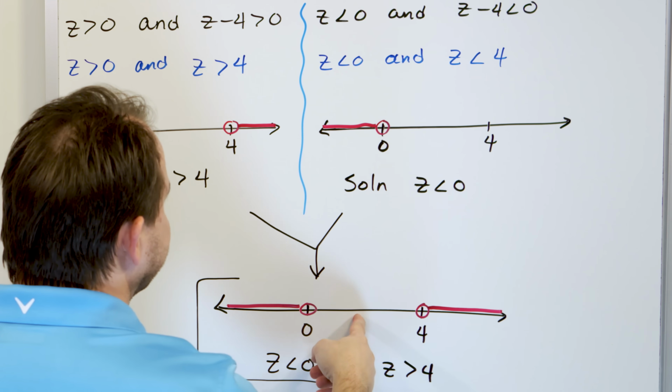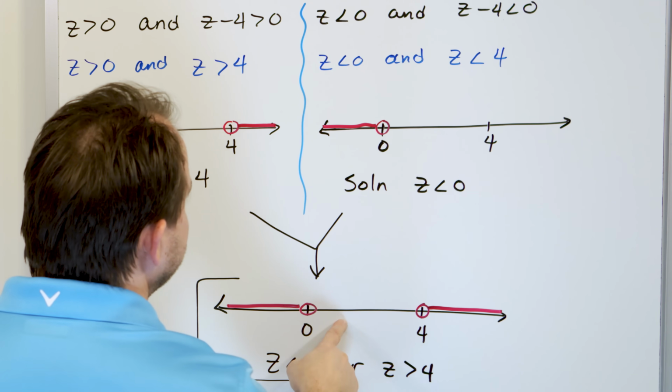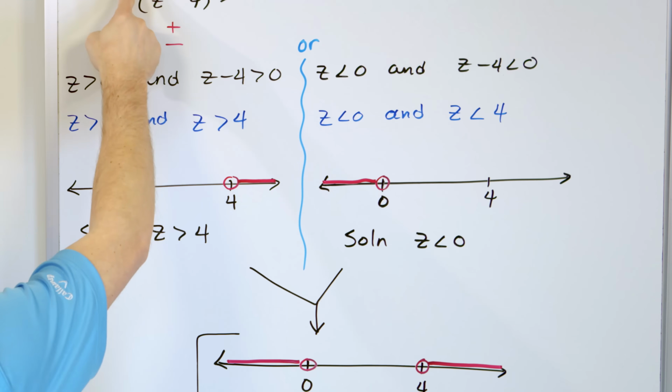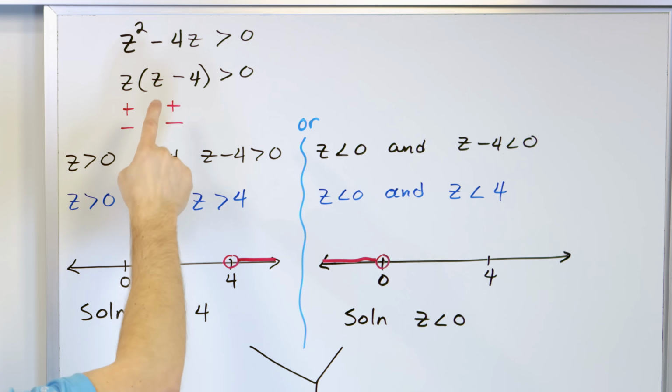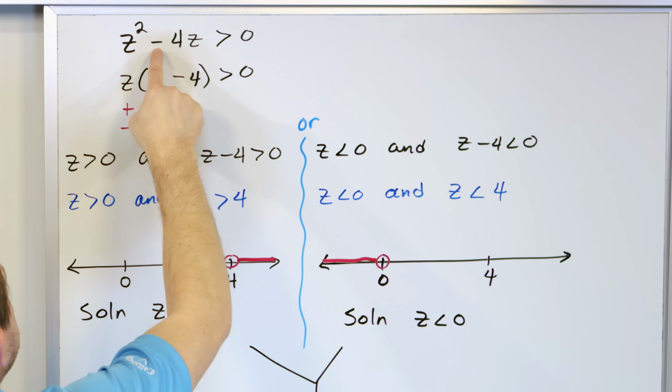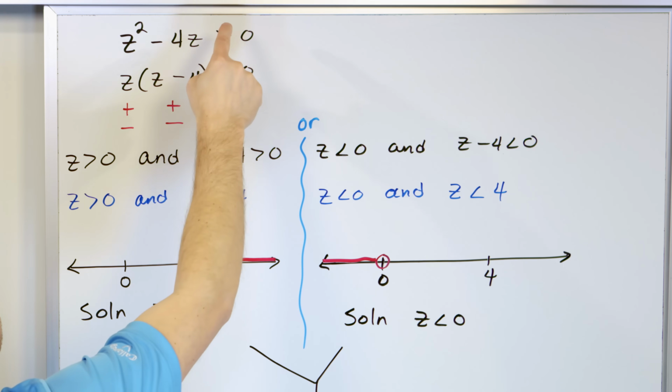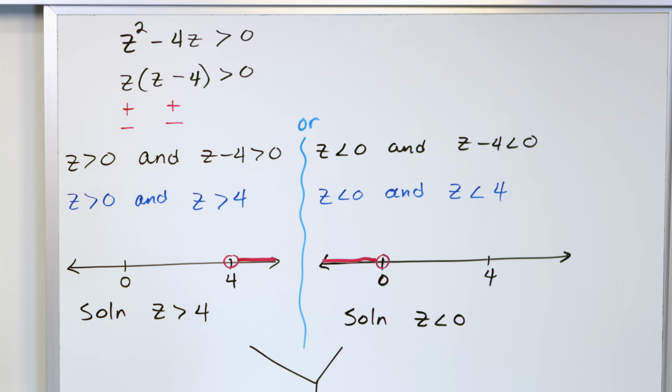Let's find something that doesn't work. We're saying something in the middle doesn't work. So the number 1 is not part of this. We put 1 in here. 1 squared is 1. 4 times 1 is 4. 1 minus 4, -3, is not greater than 0.